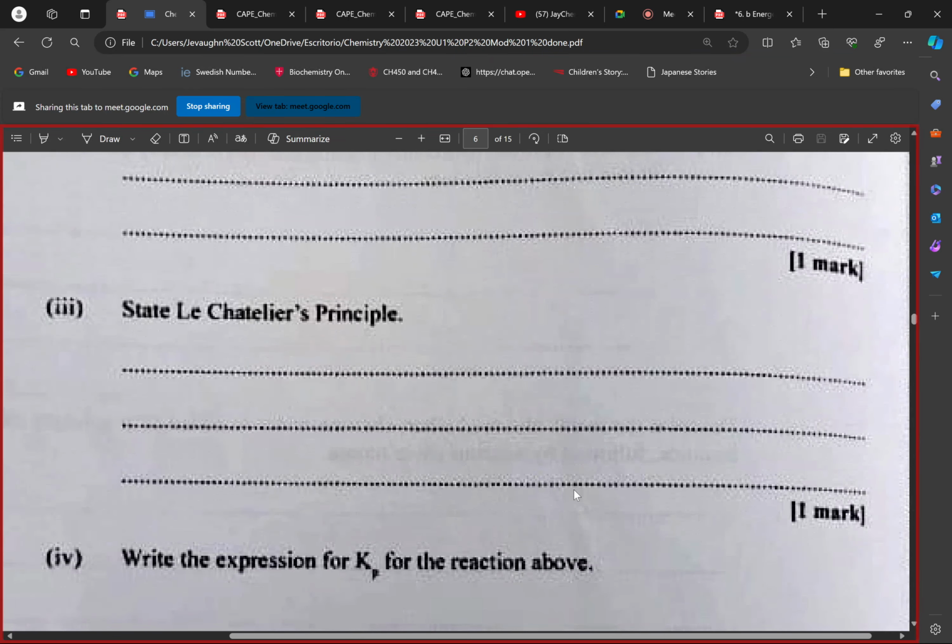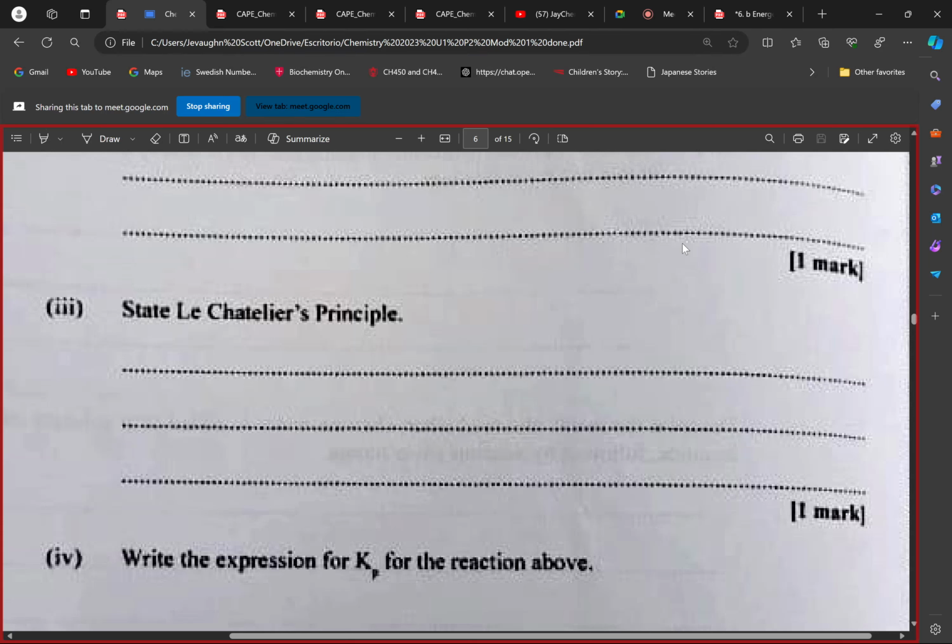Say Le Chatelier's principle for me, please. Somebody else. This principle states that when there's a change in a factor in a reaction, then the reaction will try to oppose the change. Sure, lovely. But you know it, I want to hear somebody else. So, the person who is raising their hand, go ahead.